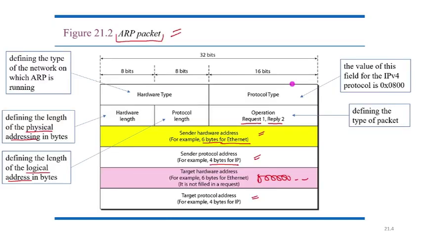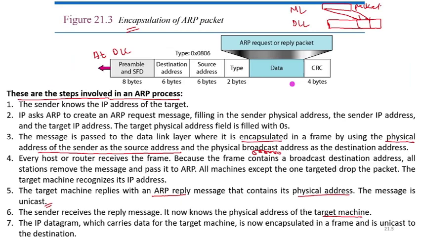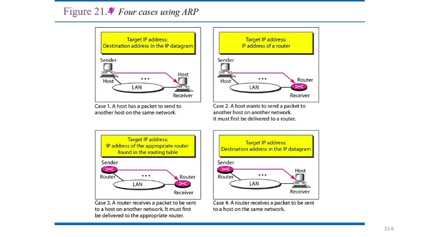So this is the basic idea of the ARP protocol. Here are the 4 different cases of ARP. In the first case, a host-to-host data transfer is needed within the same network, the same LAN, where two different hosts are present, one the sender and the other the receiver. Whatever the target IP address is will be the destination address in the IP datagram. So here a host has a packet to send to another host on the same network, and in that case ARP can be used.